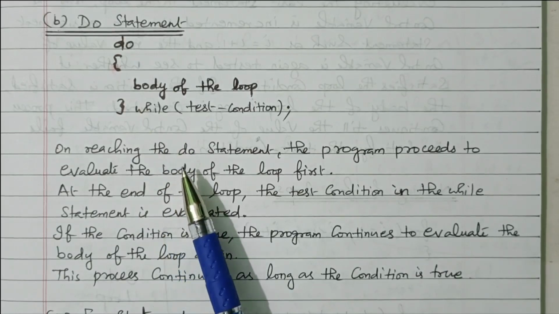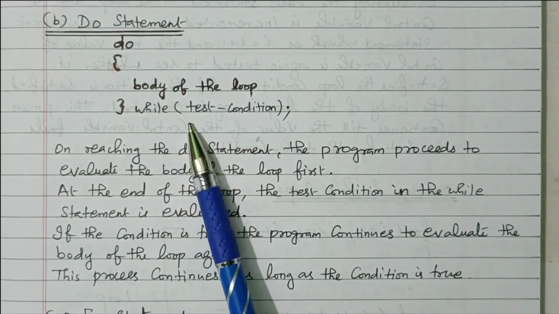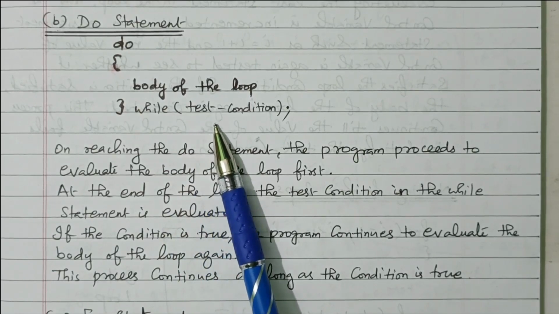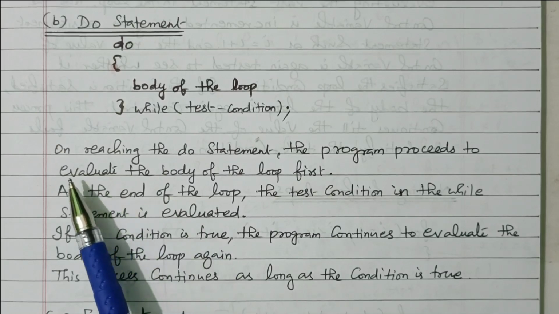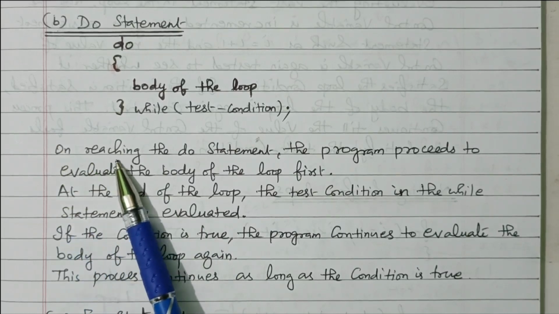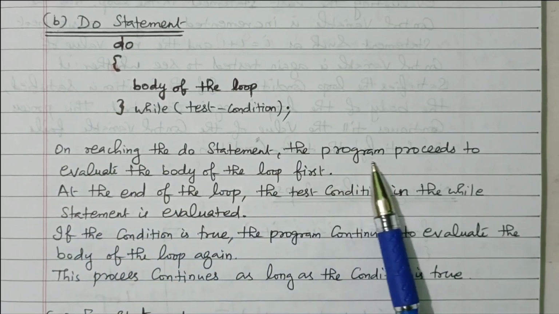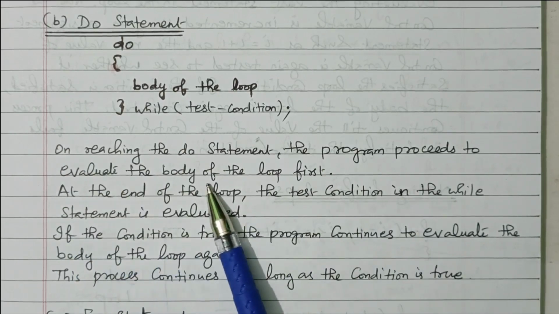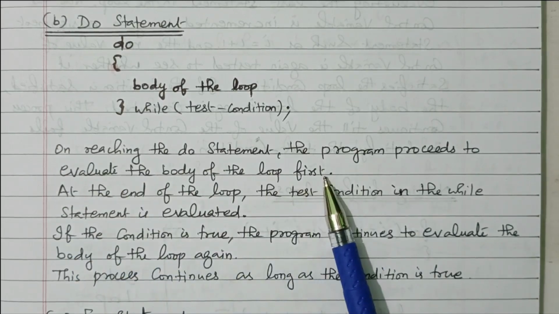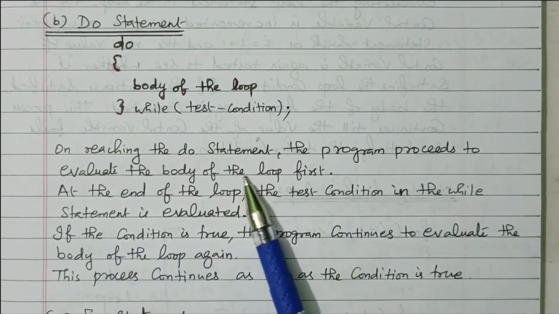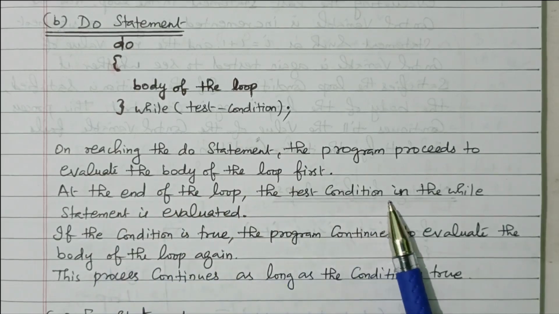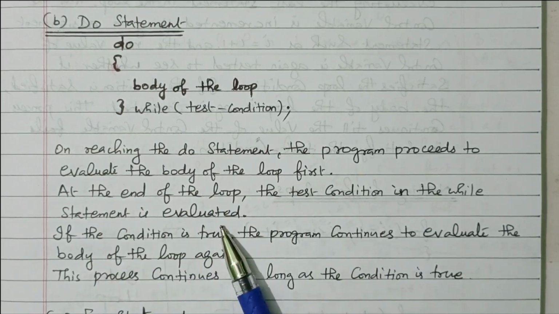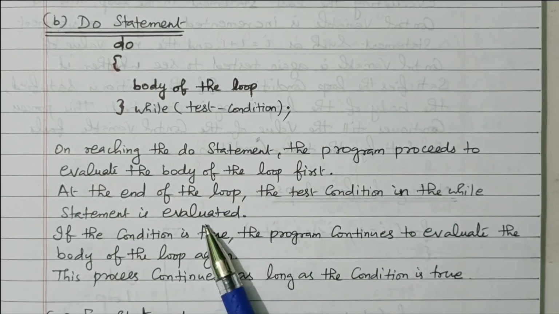So this is called an exit level control, right? At the exit only we are checking the condition. But while loop is the entry level control, right? Now we'll see the description. On reaching the do statement, the program proceeds to evaluate the body of the loop first. Without checking any condition, the body of the loop is executed. At the end of the loop, the test condition in the while statement is evaluated.